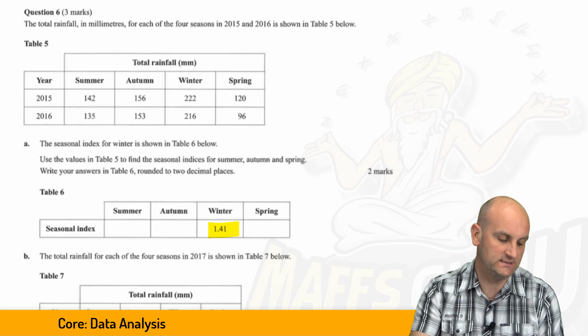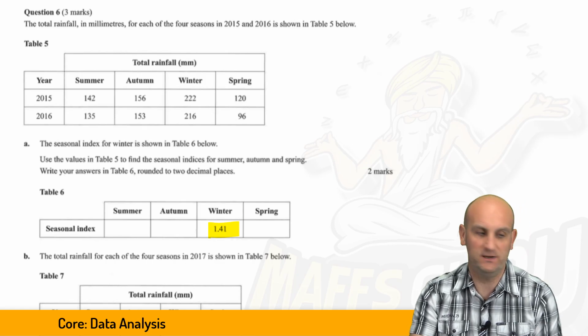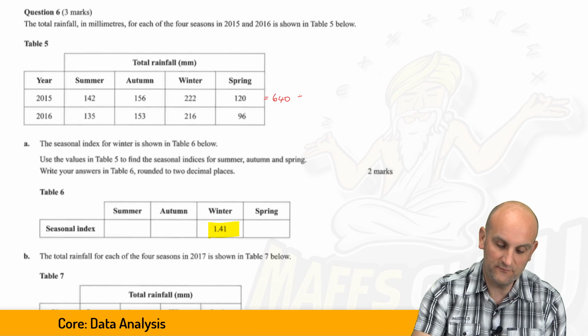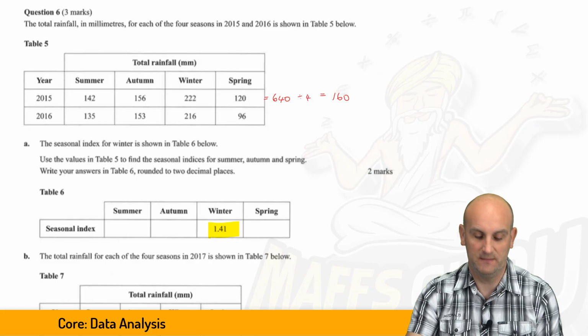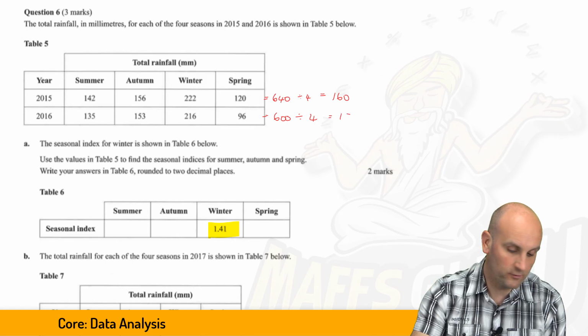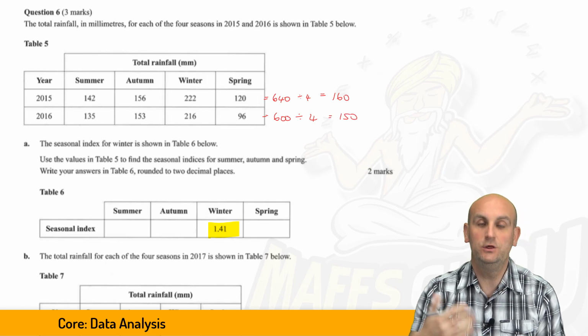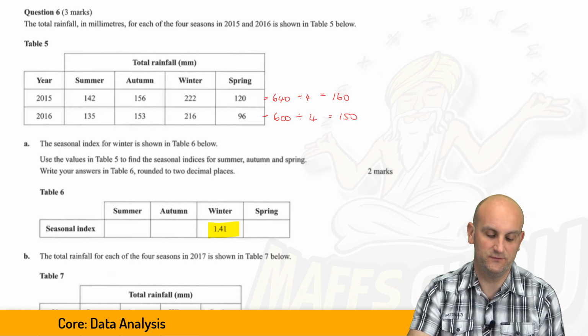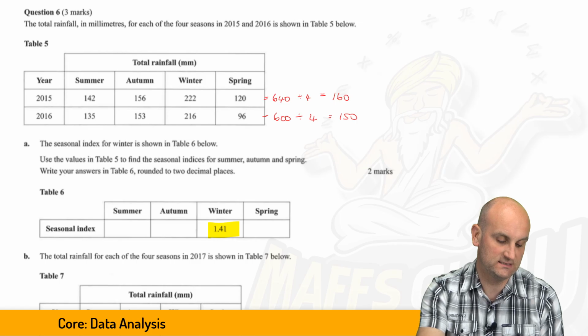So I know that the first thing I need to do is find the average seasonal data for 2015. Now, how do I do that? Well, when I add all these together, I actually get 640, which when I divide that by 4 gives me 160, okay? Likewise, when I do the same here, I get 600, and when I divide that by 4, I get 150.